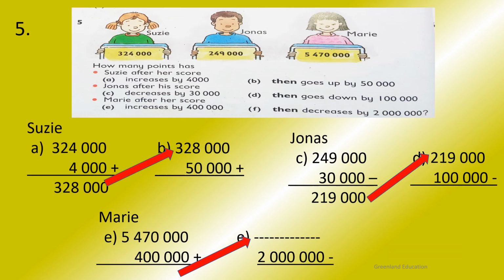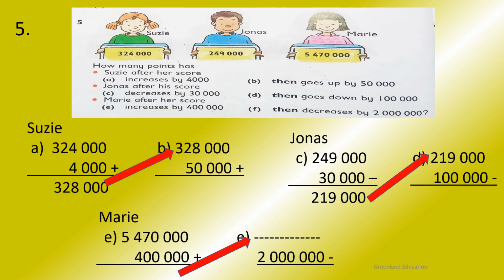My dear students, if you look at the fifth question, you can see there are 3 children. Each one is holding a number board. Susie, Jonas, Mari. Let's look at the question. How many points has Susie after her score increases by 4,000? What is Susie's number? Look at the slide. I have written her number, 324,000. Her number has increased by 4,000. So you have to add 4,000 to the number. You can see very clearly we got the answer.